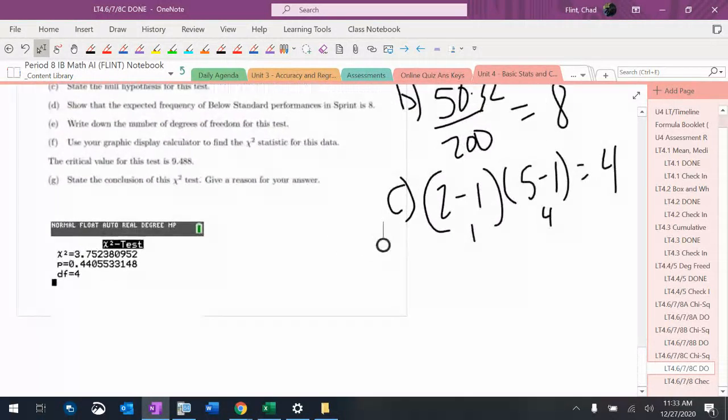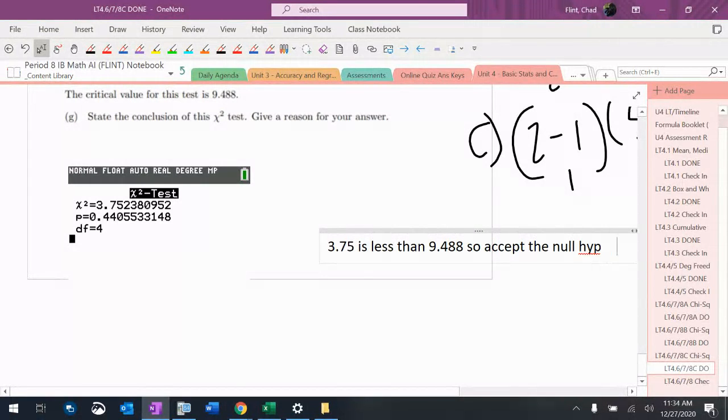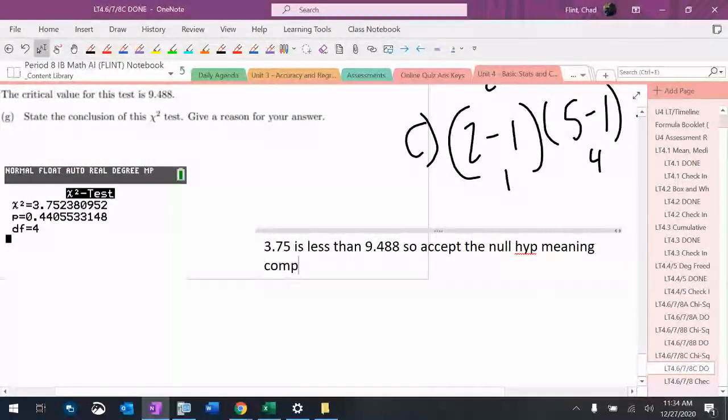So there's our chi-square. It says the critical value is 9.488. So 3.75 is less than 9.488. So accept the null hypothesis, meaning the component of the fitness test and the fitness level are independent.